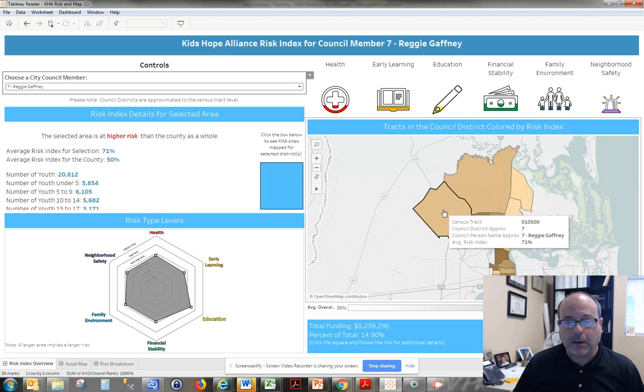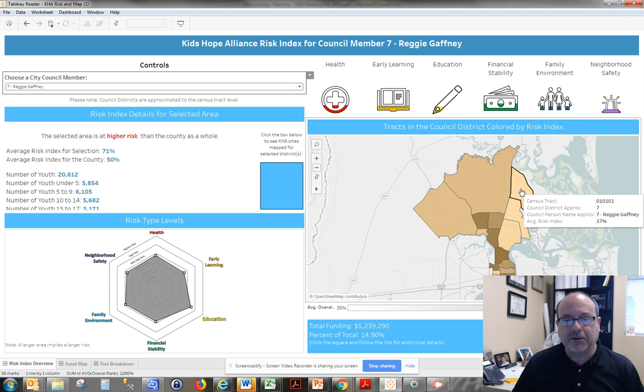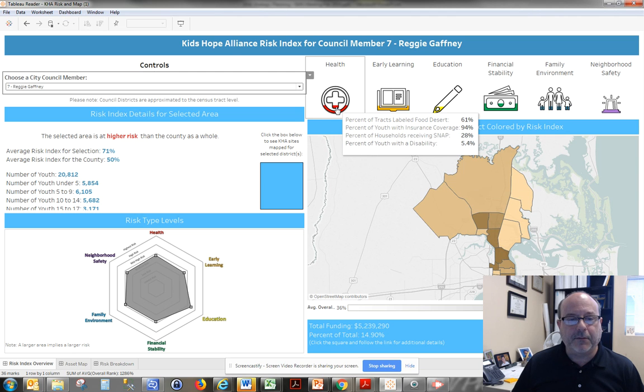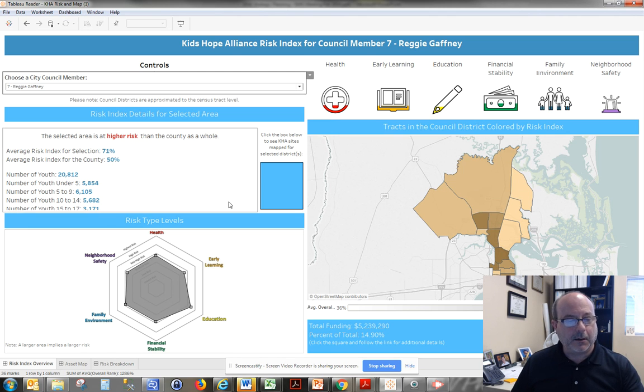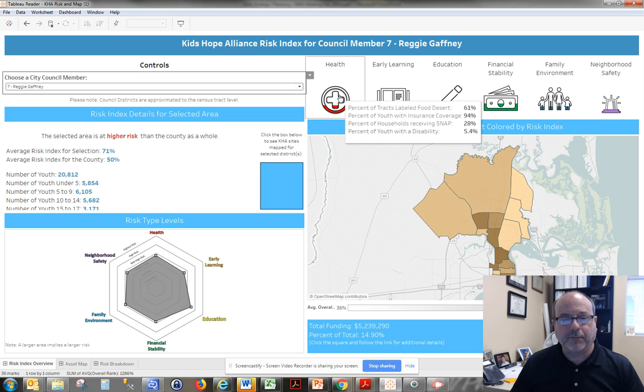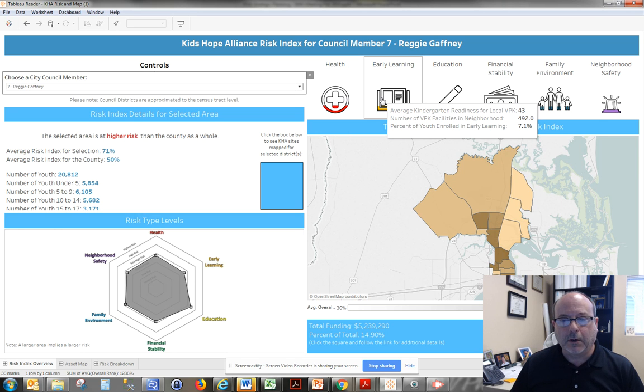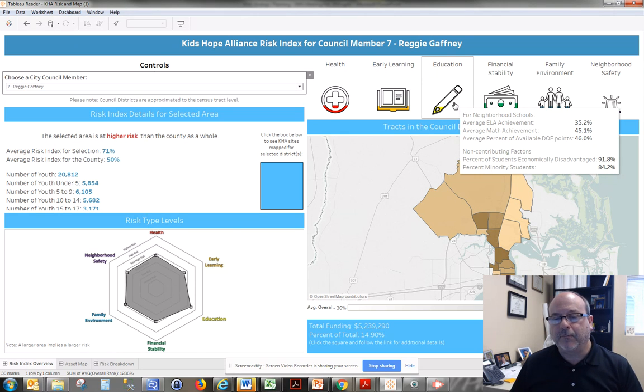I can go over here and see specific data for each census tract. Interestingly, we have the metrics that are shown here. Up here we have drill down information. So for health, I can see food desert information, a percent of youth with insurance coverage, and so forth. For early learning, percent of youth enrolled in early learning programs or average kindergarten readiness, number of VPK facilities in all of the neighborhoods within that district. Education data from our school system and so forth.